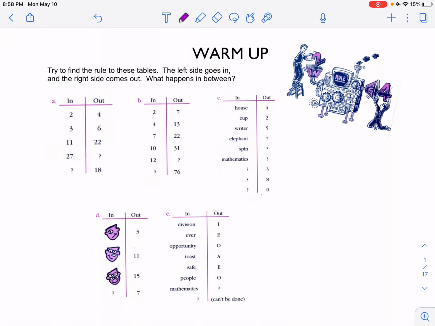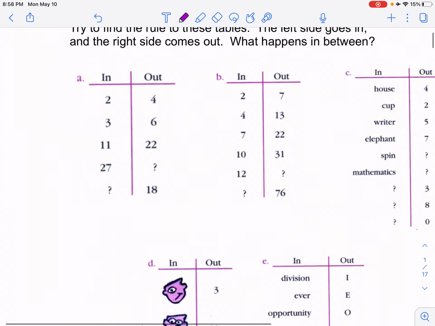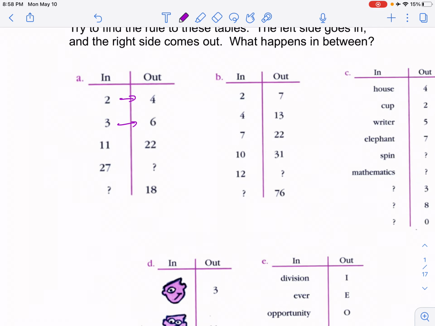So just like if we were in class, we are going to start with a warm-up. There are 5 tables here that are this idea of a function rule. I like this machine as a really nice little visual. Something goes in, the machine goes, diddly diddly dee, and it spits out something from the output, and you have to figure out the rule that goes from here to here, from here to here, from here to here.